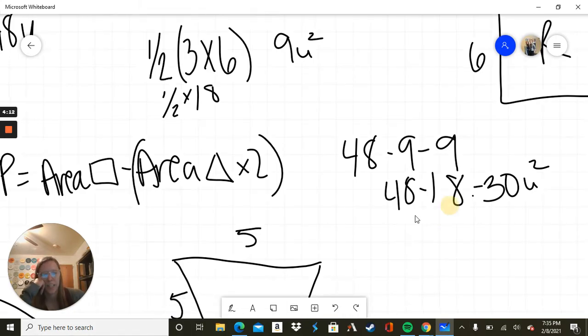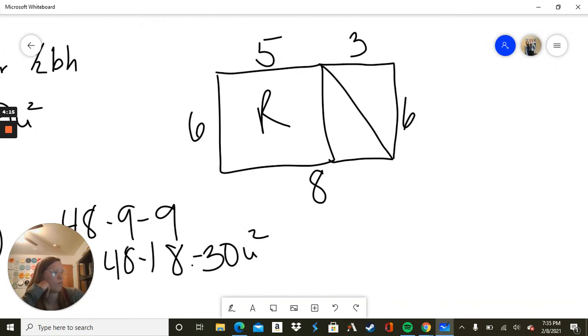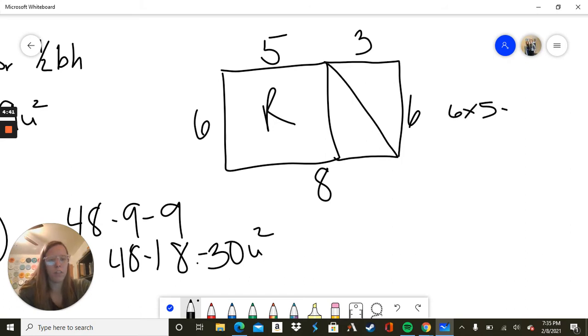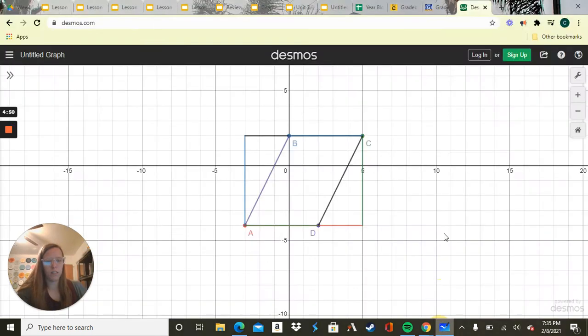All right? Now we're going to look at this one here. So we have an original square with measures of 5 times 6. And we added 2 triangles, so 3 and 6. Again, this is 3, but 5 plus 3 is 8. So what we're going to do is find the area of rectangle R. So 6 times 5 is how much? It's 30. So what does this figure R and our figure P, the parallelogram, have in common? They have the same area.